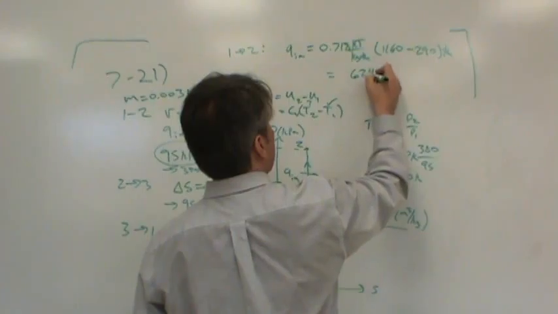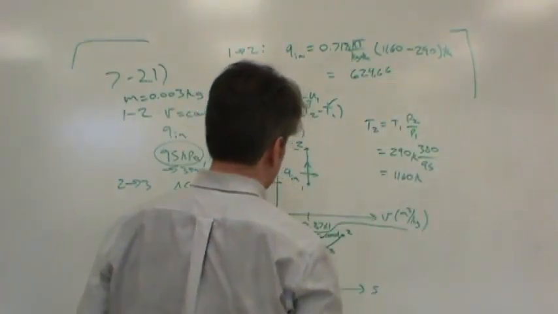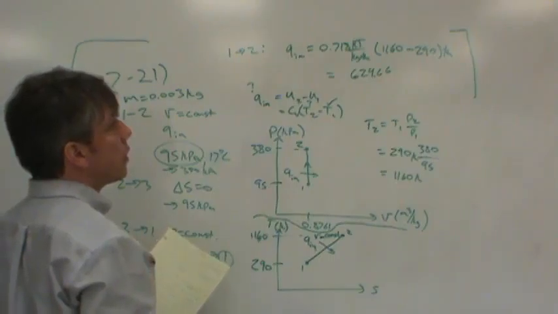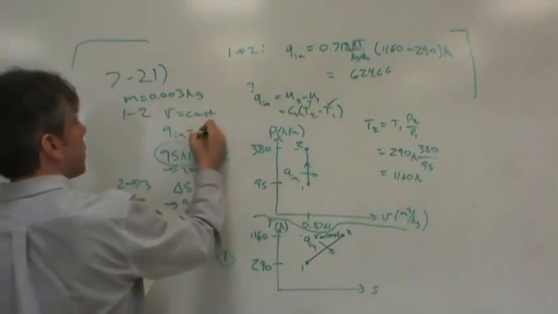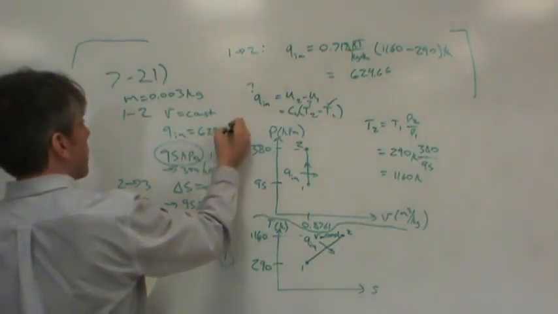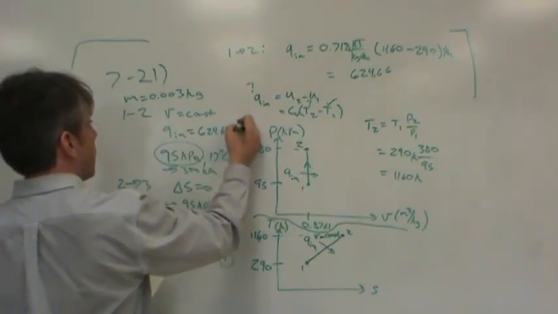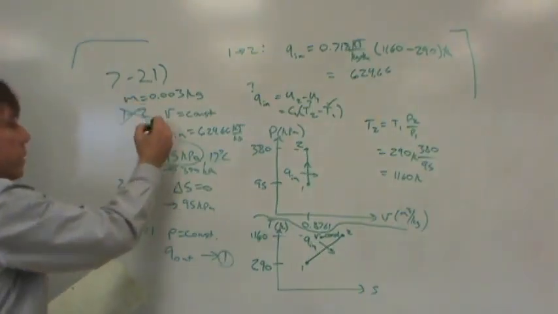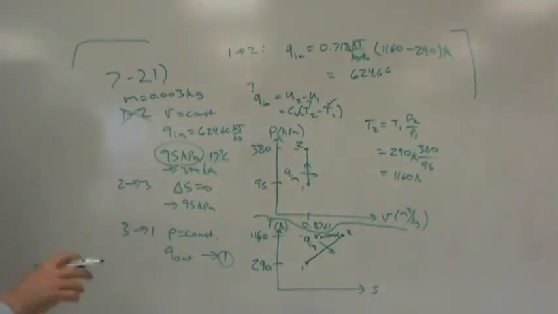624.66. Yeah, 624.66 kilojoules per kilogram. So see how we've pretty much beaten this process to death from state 1 to state 2. We found out everything we could about it. We don't have a cycle yet, we just have one process. We have 2 more processes to go.